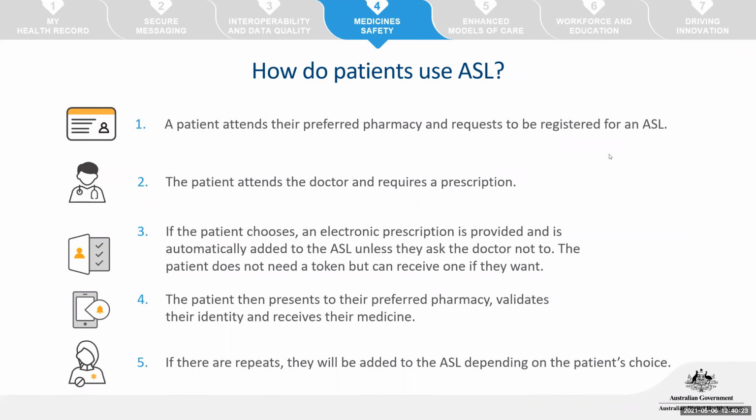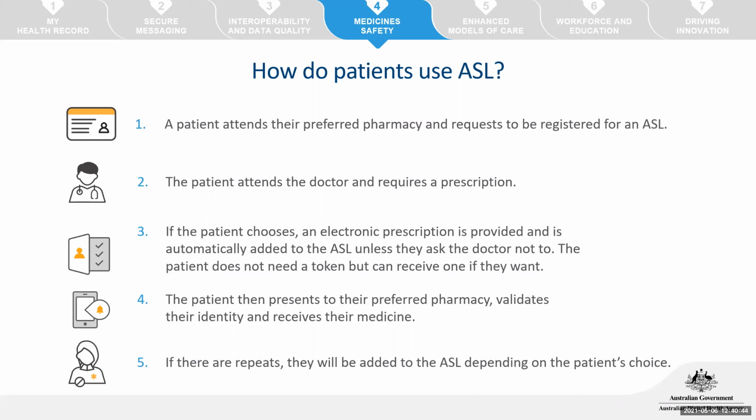So just in a little bit more detail of the overall process, the patient will attend their preferred pharmacy and request to be registered for the active script list. So the pharmacy staff will be able to help with and perform the assisted registration.